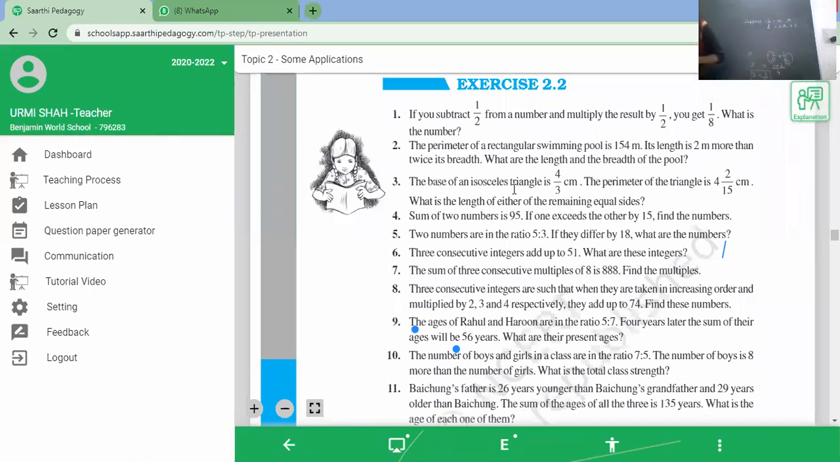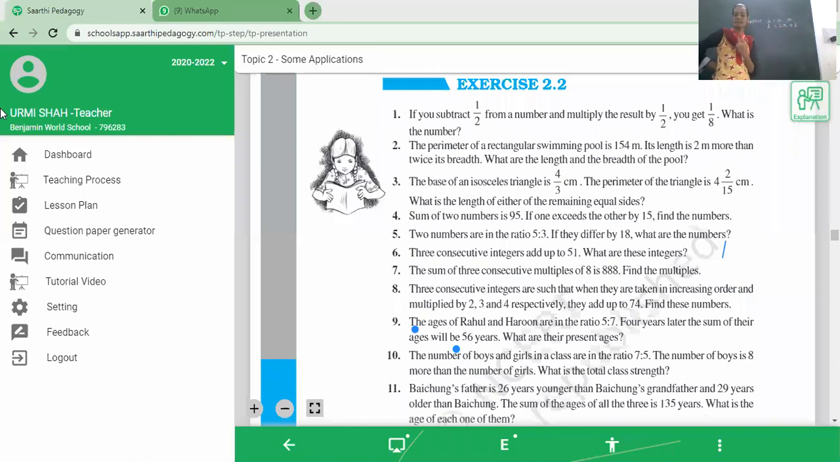Understood, everyone? Yes, ma'am. Speak ahead. What happened, ma'am? It is written here, 2 more than twice its breadth. What does twice the breadth mean? Double. We have assumed the breadth as x, so it becomes 2x, meaning twice the breadth. Whatever the value of breadth is, it will be twice that, and 2 more than means plus 2.